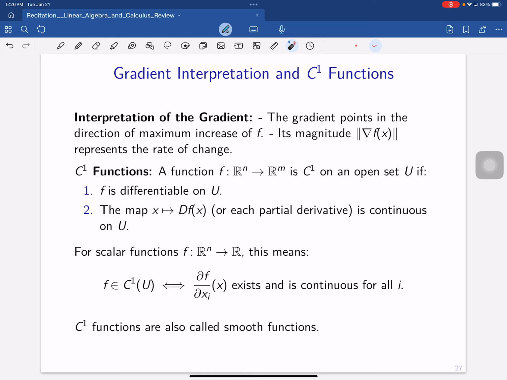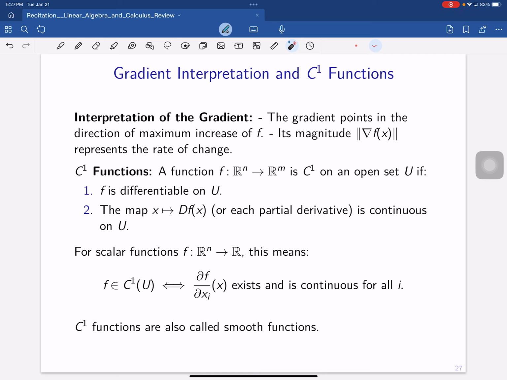Okay? And then you also define things like C1 functions, right? For most of the functions we deal with, especially if you are talking about gradient-based methods, we assume those functions are C1 functions. So a C1 function means f is differentiable on the domain, and then the derivative is also continuous, right? Not just the function itself is continuous. That's typically the functions we deal with.